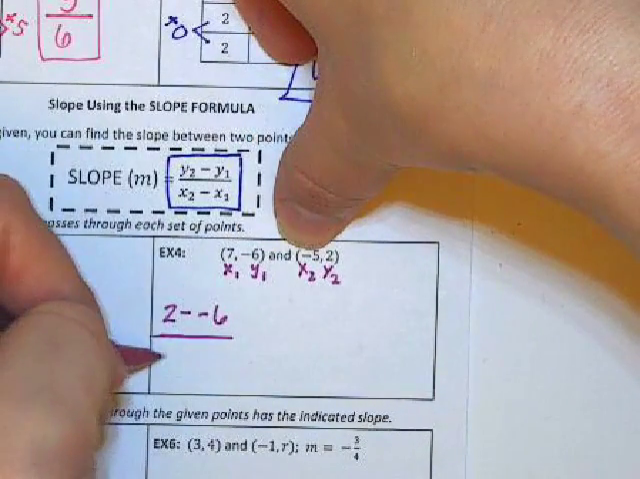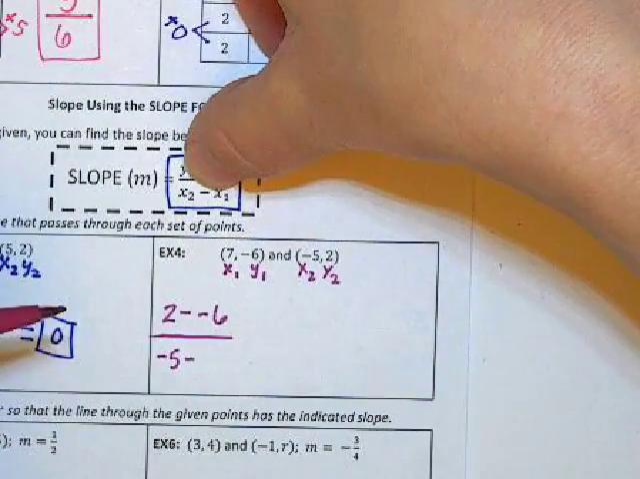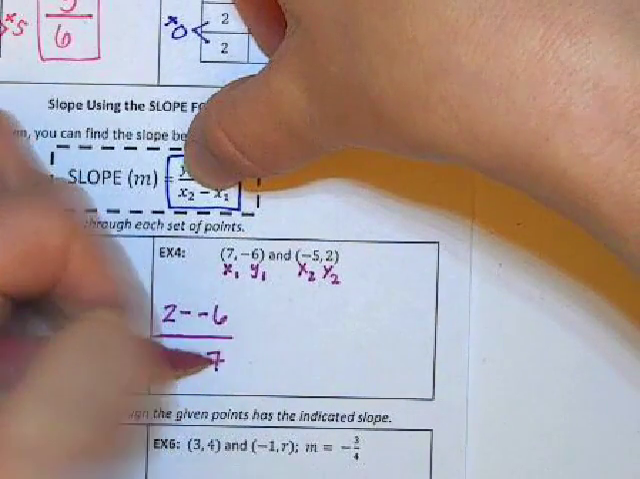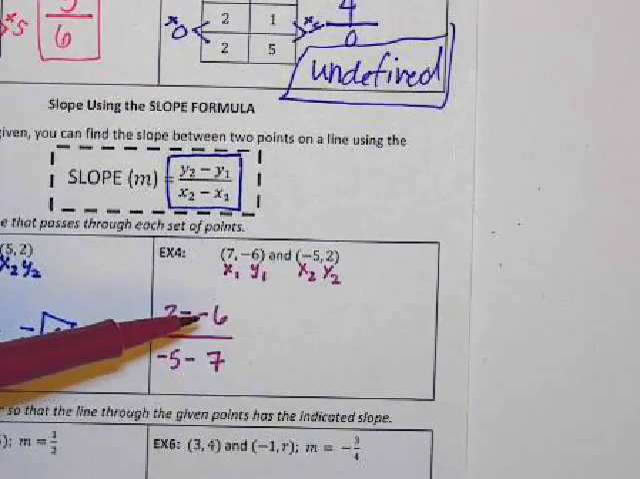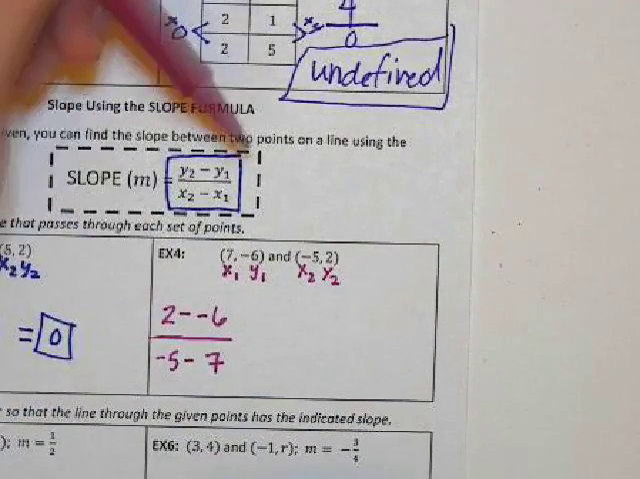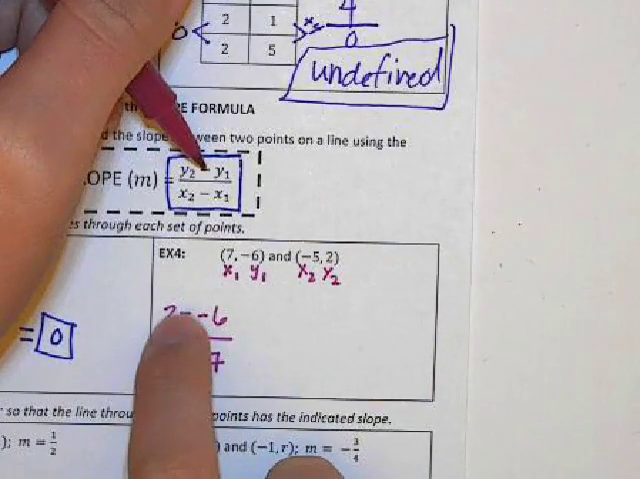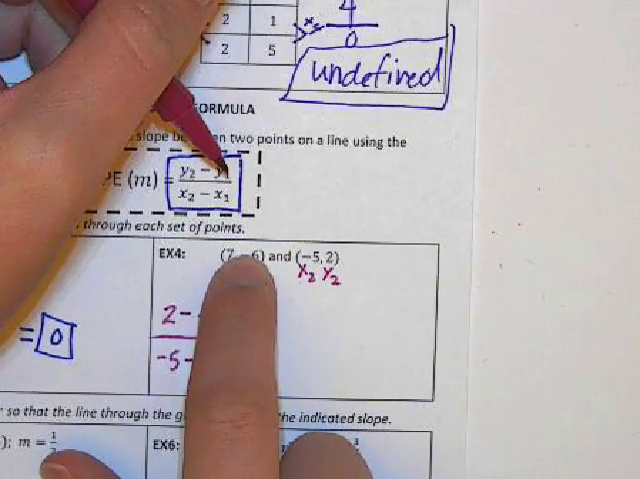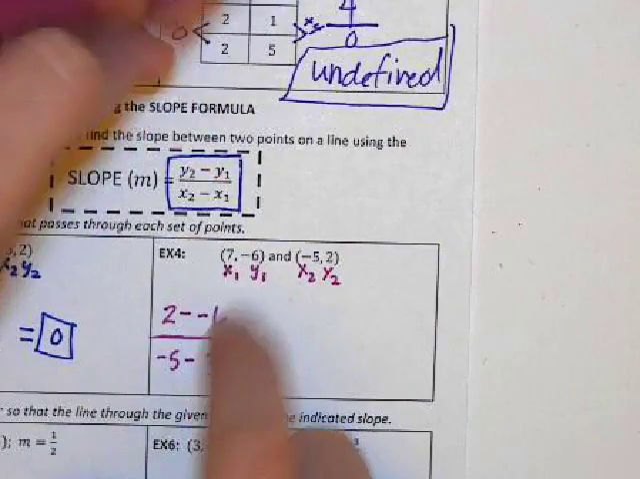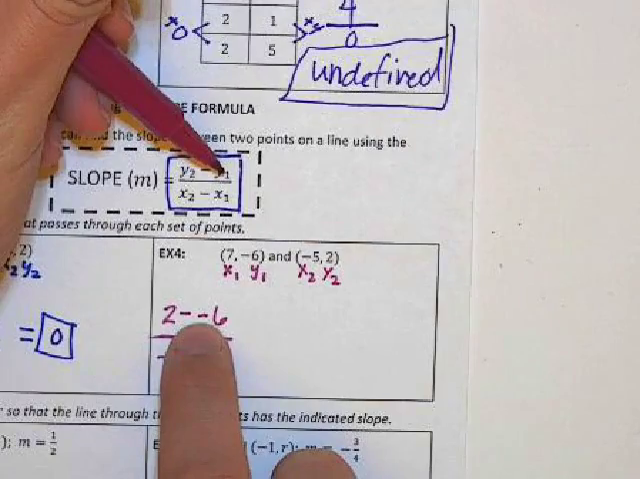X2 is negative 5. Then I have a minus. And what's my x1? 7. Okay, what's different about this one? Positives and negatives. Okay, you've got a minus and a negative, right? Because I have a minus sign in the problem, so I have to write a minus sign. Then my y1 was a negative. So I have to write 2 minus, and then a negative 6.